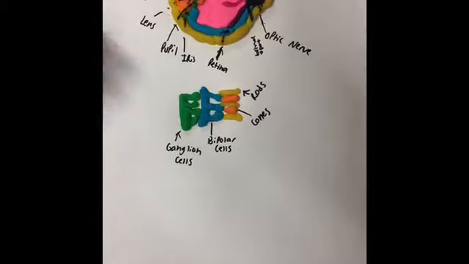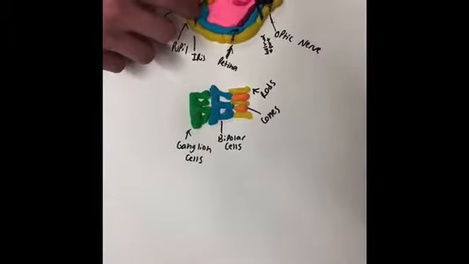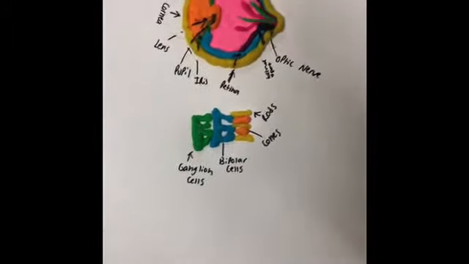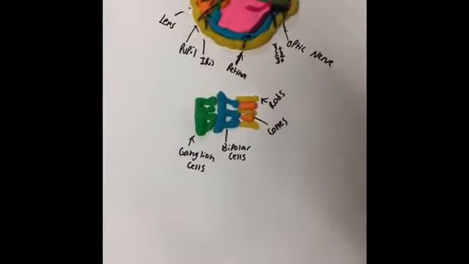And then right here is the iris. The iris is a ring of muscle tissue that forms the colored portion of the eye, which surrounds the pupil and controls the size of the pupil.